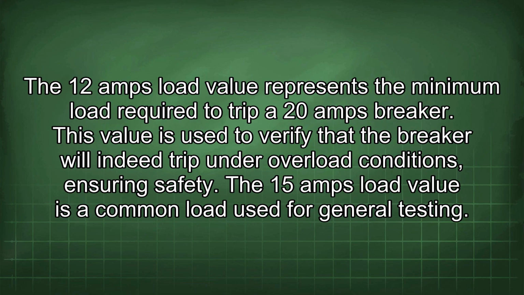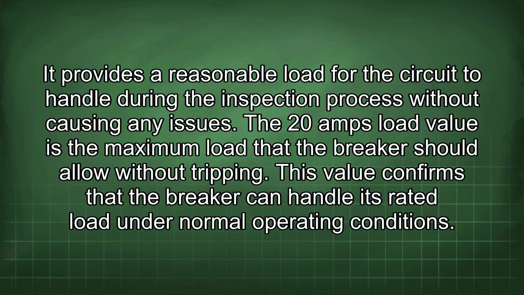The 12 amps load value represents the minimum load required to trip a 20 amps breaker. This value is used to verify that the breaker will indeed trip under overload conditions, ensuring safety. The 15 amps load value is a common load used for general testing. It provides a reasonable load for the circuit to handle during the inspection process without causing any issues. The 20 amps load value is the maximum load that the breaker should allow without tripping. This value confirms that the breaker can handle its rated load under normal operating conditions.